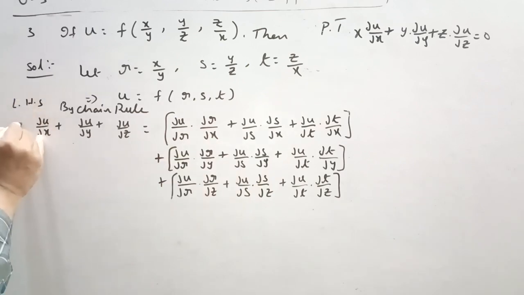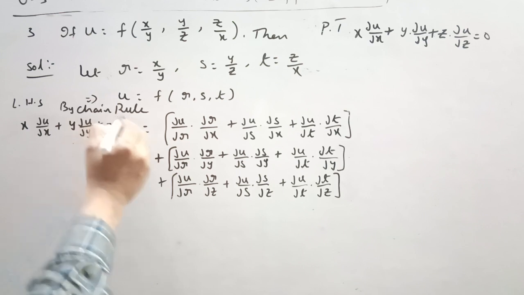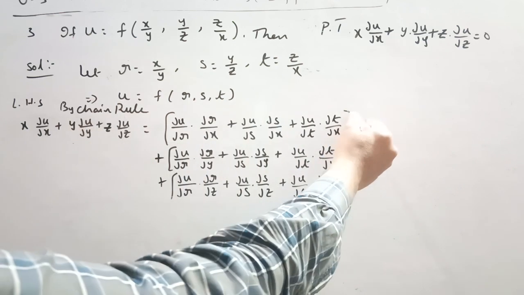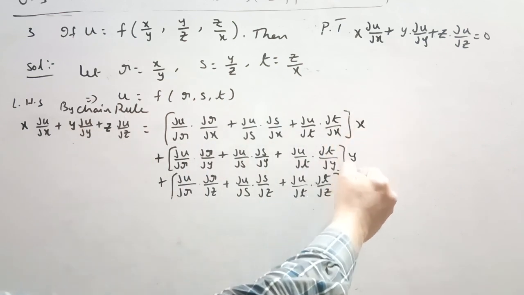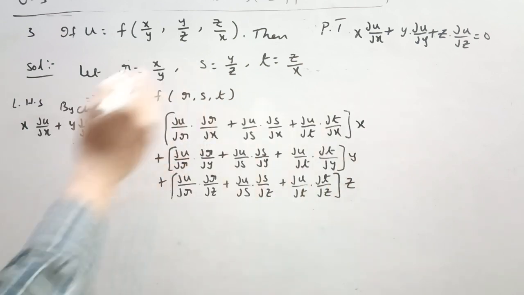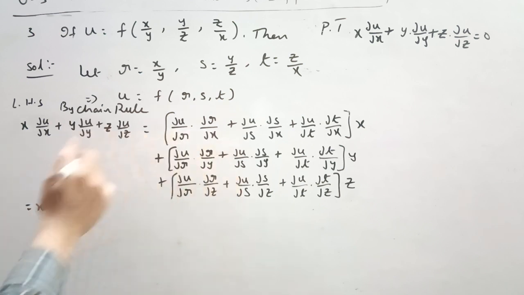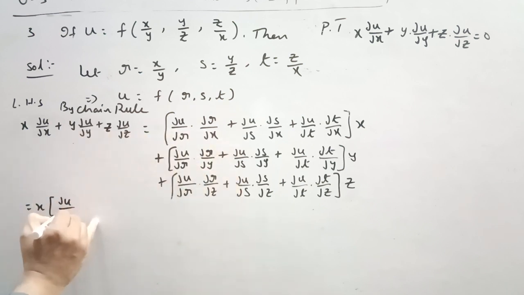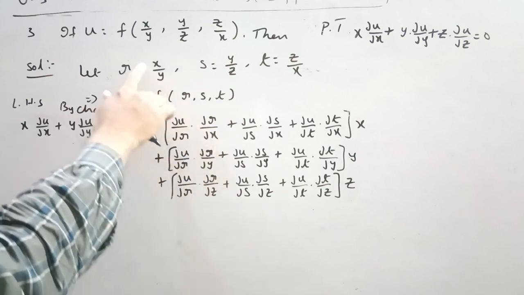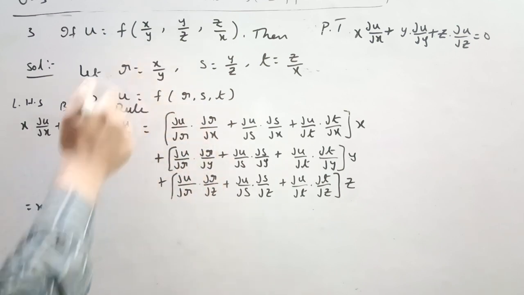That means you need to multiply this term by x, this term by y, and this term by z. That means simply you'll get x into y into z, correct? So what I get here is x into ∂u/∂r. ∂u/∂r is as it is. ∂r/∂x, you have to differentiate r with respect to x. x is in the numerator, so it is 1.